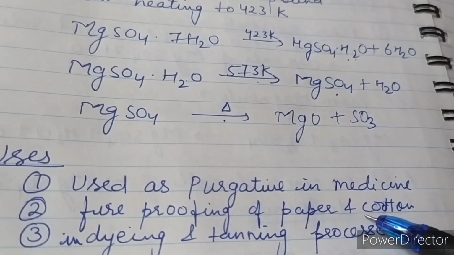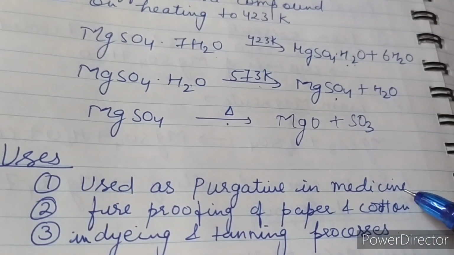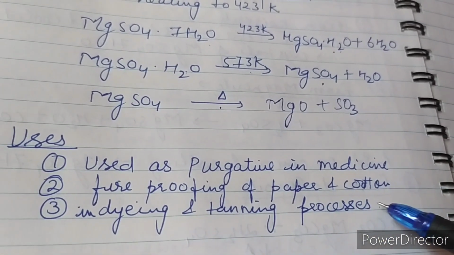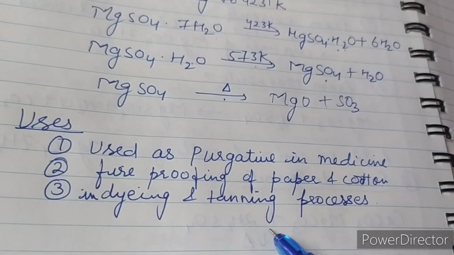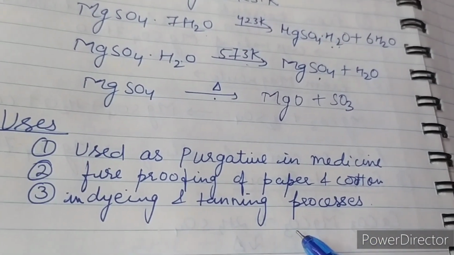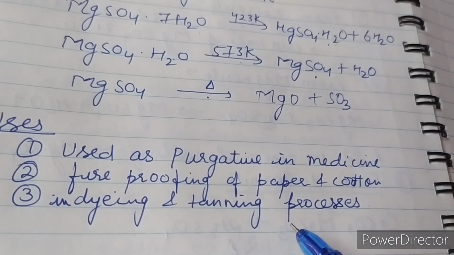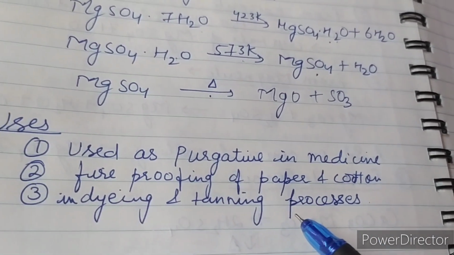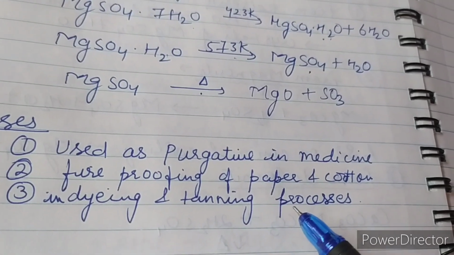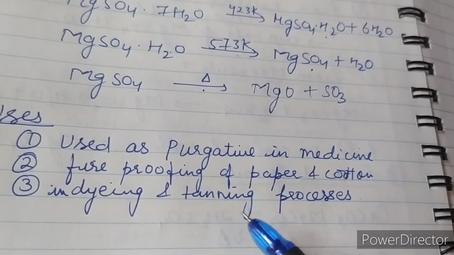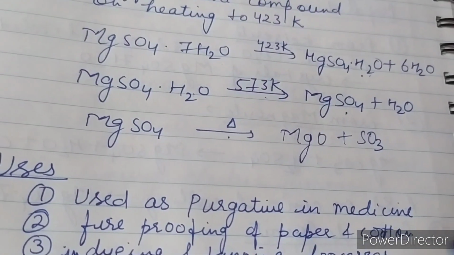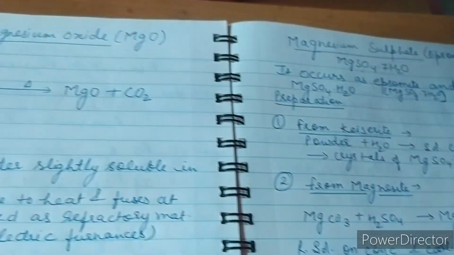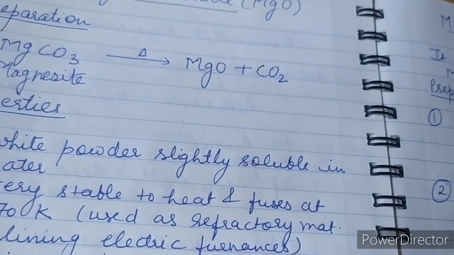Next, it is used as a purgative in medicines, that is, for increasing bowel movements, for fireproofing of paper, cotton or any other fabric, and also in the dyeing and tanning process, that is the treatment of animal skin and hides to prepare different products. So in the treatment of animal skin it is used commonly, and in dyeing also magnesium sulphate is frequently used. So this is about magnesium sulphate, and in the previous video we dealt with magnesium oxide.